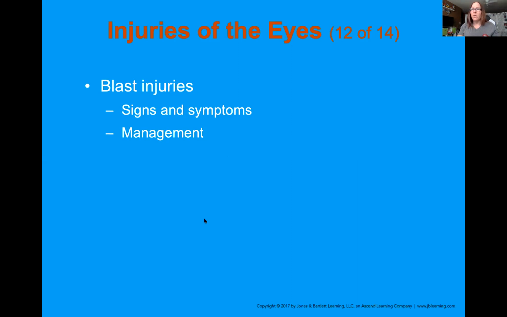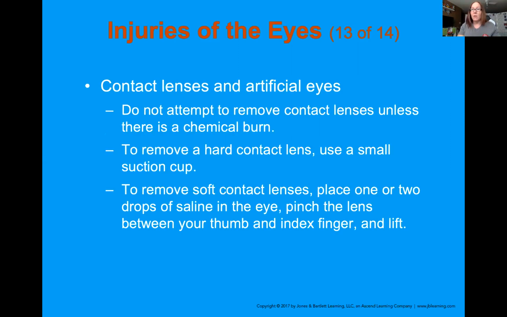Make sure you're doing a really good assessment on them though. Your ABCs, all right? We're doing your secondary assessment. You're checking the ears, you're checking the nose, you're looking at the pupils, seeing. Debris can get in the eyes as well from a blast, depending on how close they were to it. Contact lenses in eyes. So we don't remove contact lenses.